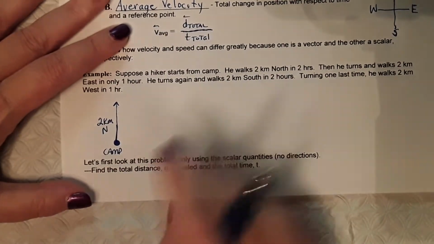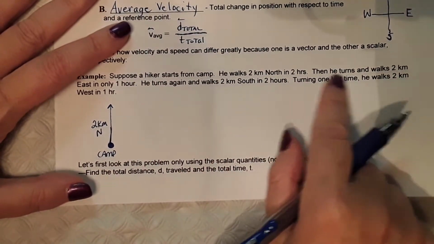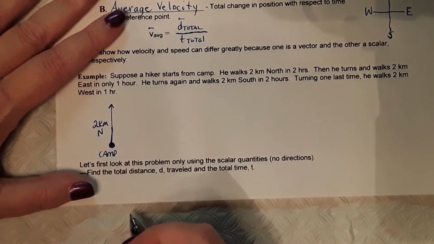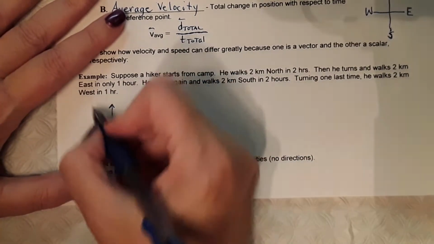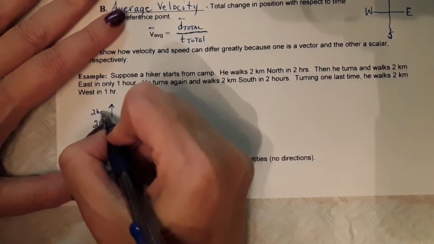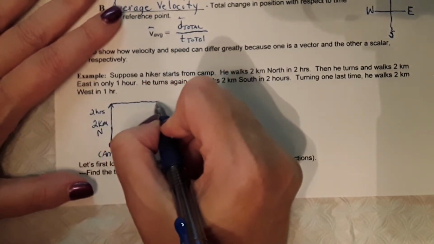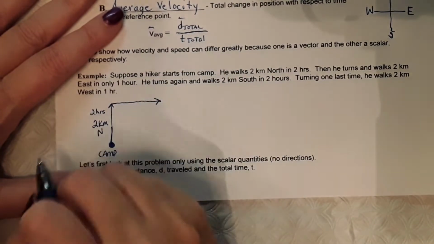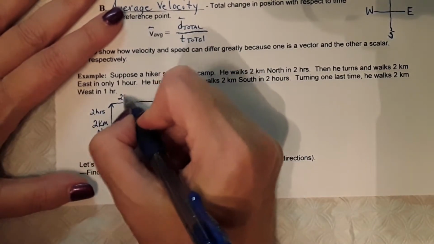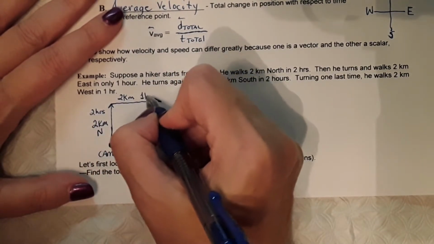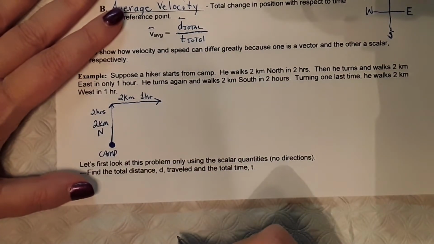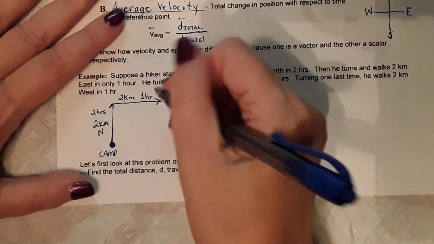He goes 2 kilometers north. Then he turns and walks 2 kilometers east in only 1 hour. Oh, and I forgot to put 2 hours right there so we know. So he turns and he walks 2 kilometers east, but it takes 1 hour. Okay, he was in a hurry.